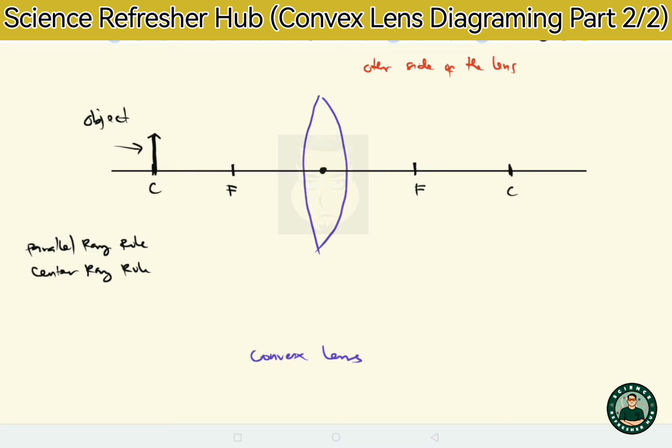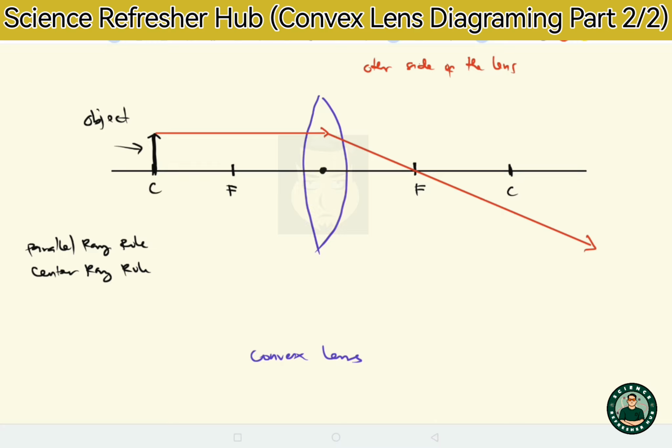Okay, so in the parallel ray rule, the parallel ray from the tip of the object touches the lens, and at the center it will refract. Again, refraction means bending of light. It will refract all the way through the focus. Just like that, it refracts. When the light enters the lens, it will bend or refract.